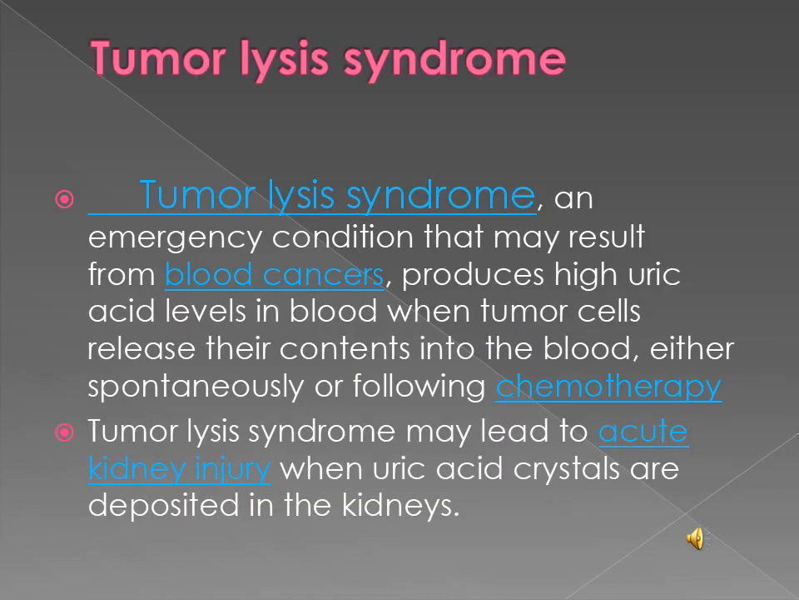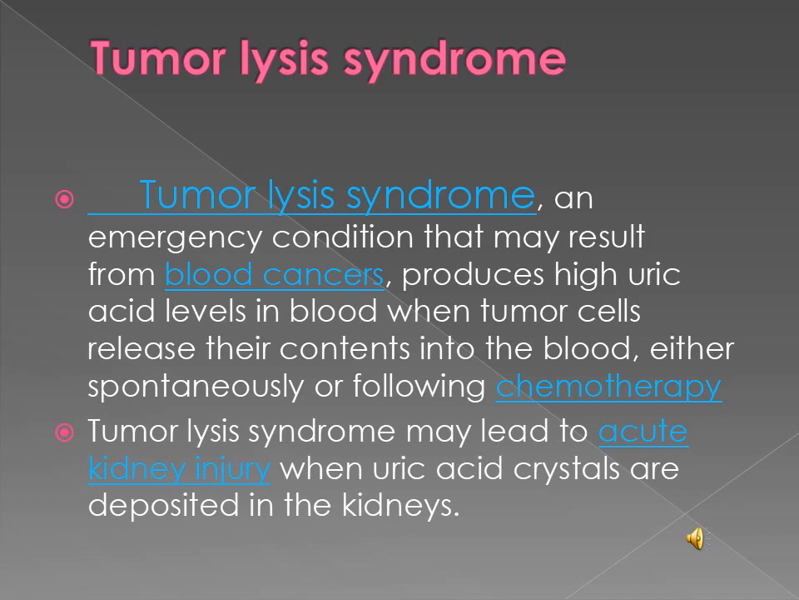Tumor lysis syndrome. What is a tumor? It's an excessive proliferation of cells. Tumor lysis syndrome is an emergency condition that may result from blood cancer and produces high uric acid levels in blood, when tumor cells release their contents into the blood, either spontaneously or following chemotherapy.